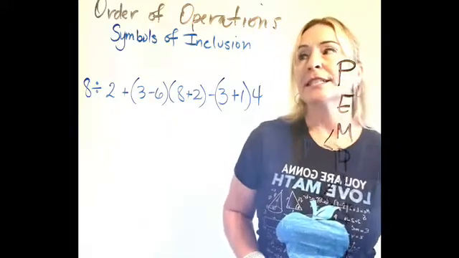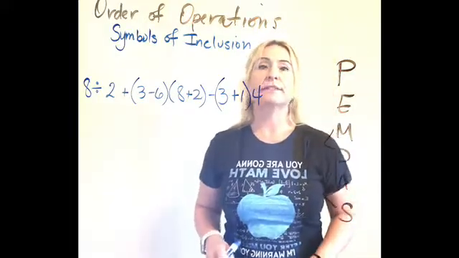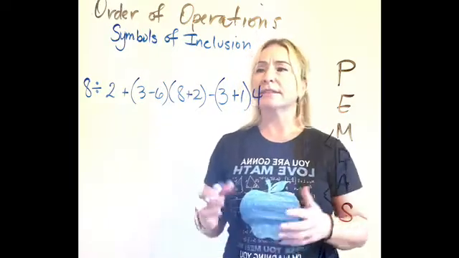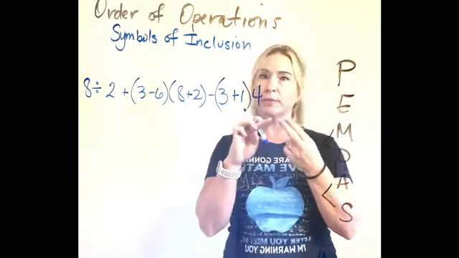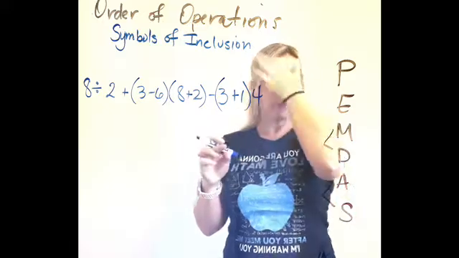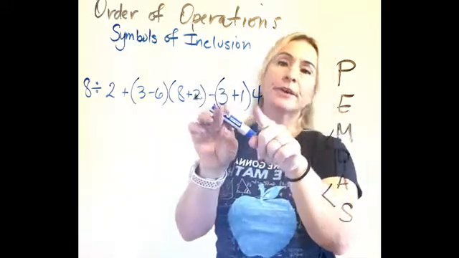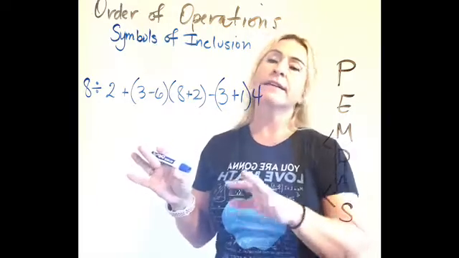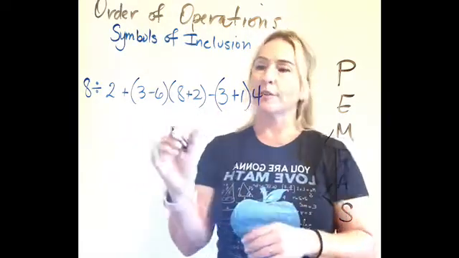Order of operations with symbols of inclusion. What a mouthful. Symbols of inclusion are basically using parentheses, brackets, braces. Parentheses are what we're the most familiar with. We see these in all of our writing and books and magazines and things like that, as well as math. Brackets are more square.